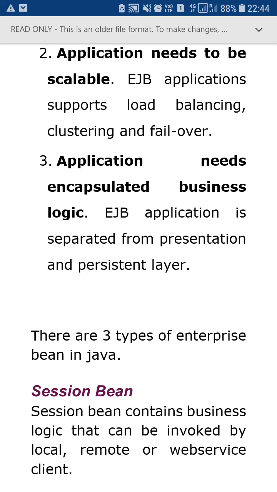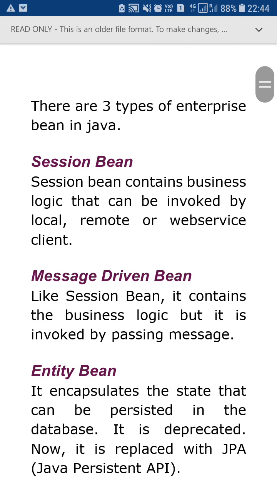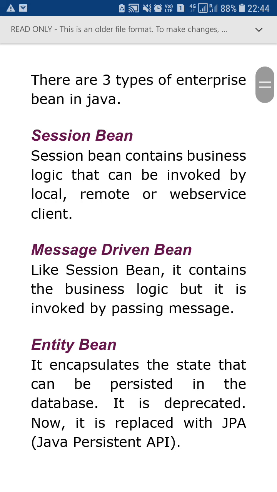And when the application needs encapsulated business logic, so business logic should be inside the application and it is separated in the EJB application. It is separated from the presentation and persistence layer. At that time we can use EJB. There are three types of EJB. One is session bean, second is message driven bean and third is entity bean. Each type has its own meaning and description.